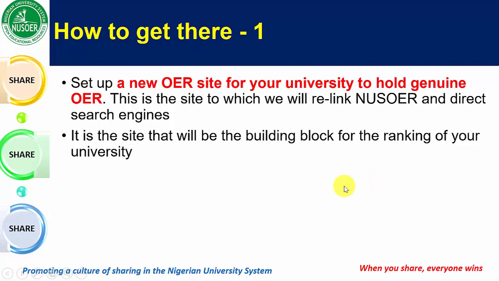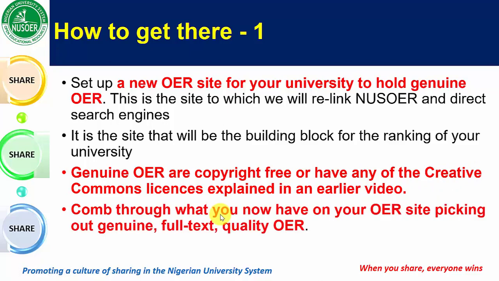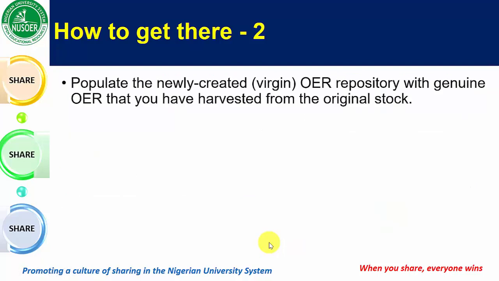Now, this site will be the building block for the ranking of your university. We're going to start the ranking exercise beginning from next week after the training. And then genuine OER, just by way of definition, are copyright free or have any of the Creative Commons licenses, as explained in a video which we gave earlier. So what we want you to do is to comb through what you now have in your OER site. Just comb through all of them and then pick out the ones that are genuine, full text, quality OER, pick them all out and put them in this new, what I've called Virgin site.